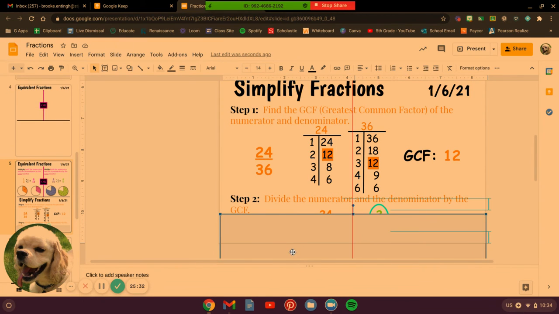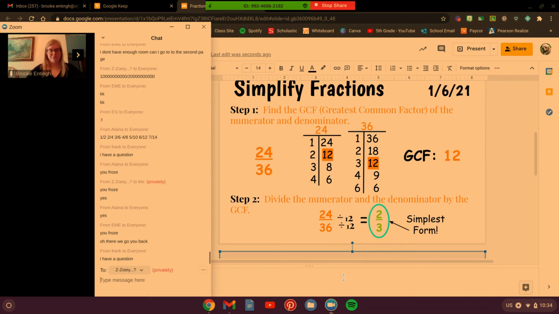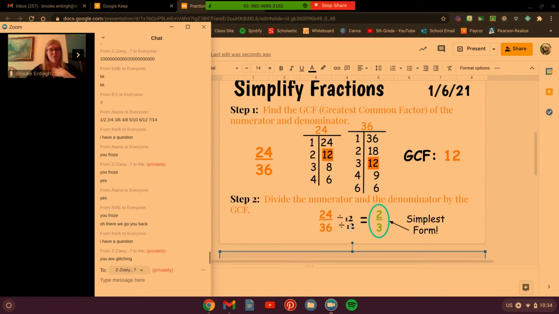So if I were to do that, it would look like this. 24 over 36, divide the numerator by 12 and the denominator by 12, and you get 2 over 3, which is the simplest form.